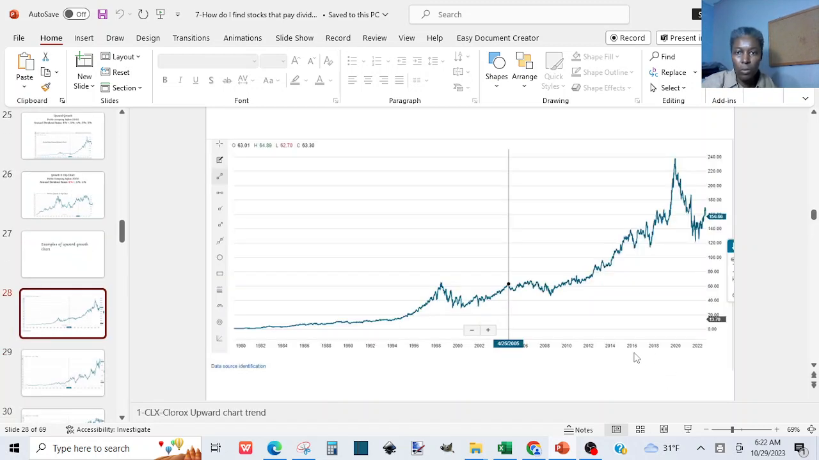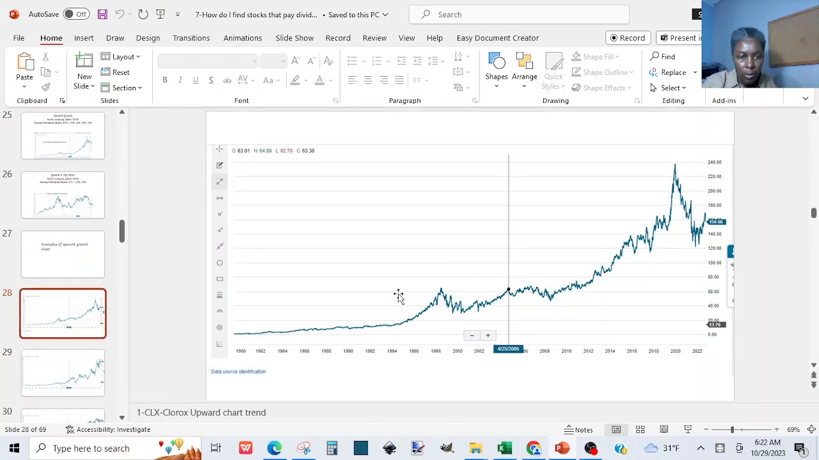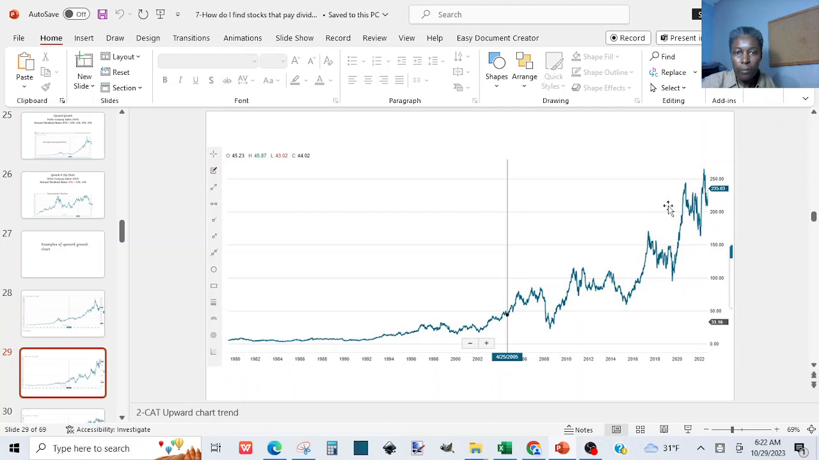So let's go to, okay, I have it at the bottom. This one is Clorox, and this chart I'm calling upward. This one is Caterpillar, and this one I'm calling upward as well, because you can see how much it started selling for and how much it's selling for now. Yes, we do have those big jumps and dips in it, but really it has that upward growth to it. So therefore I put it in the upward category.